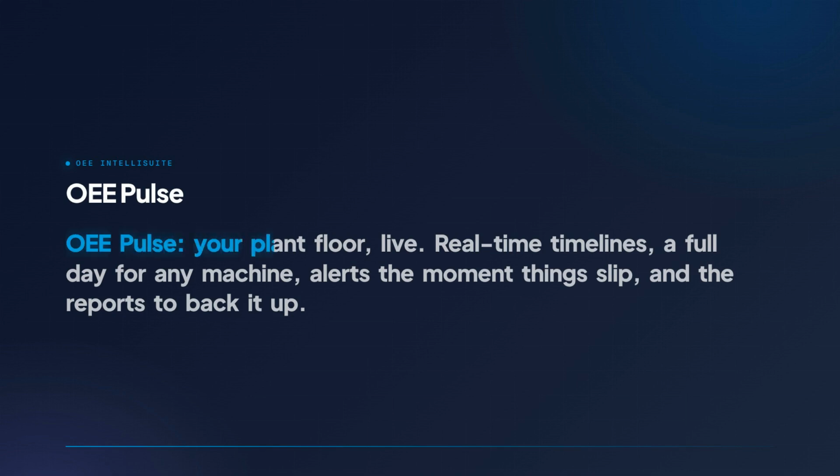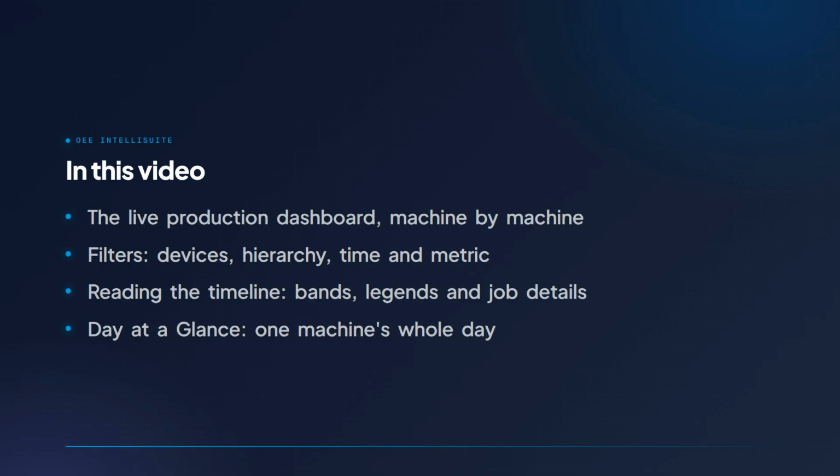OE Pulse, your plant floor live. Real-time timelines, a full day for any machine, alerts the moment things slip, and the reports to back it up. Here's what this video covers. The live production dashboard, machine by machine, the filters that shape it, devices, hierarchy, time and metric. How to read the timeline, bands, legends, and job details, and day at a glance, one machine whole day.